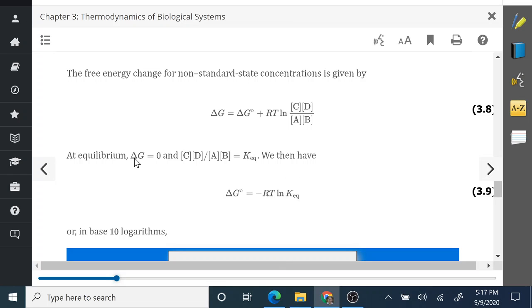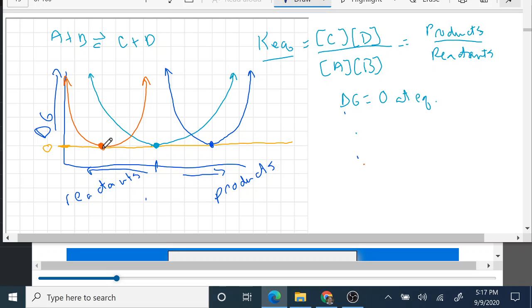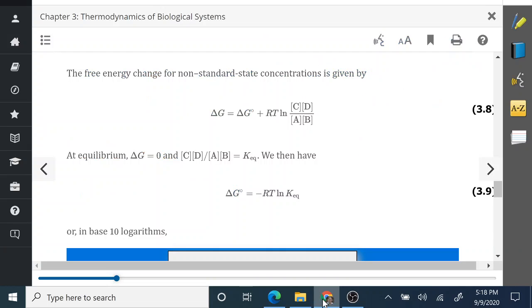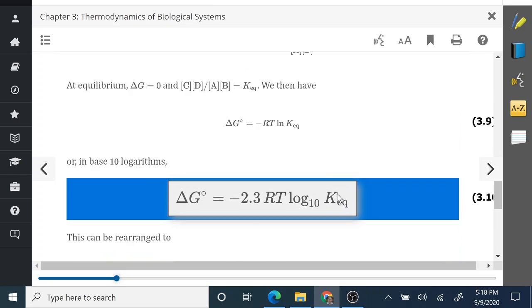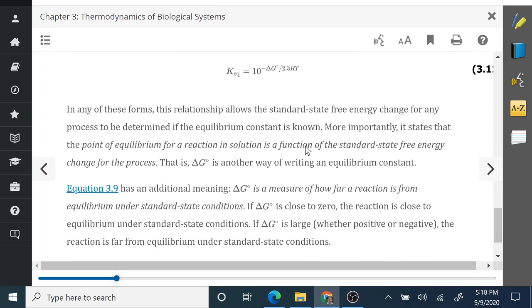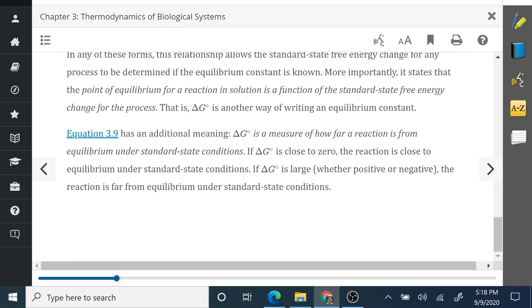So remember, delta G is equal to 0 at equilibrium. So at equilibrium, our delta G is 0. And as we move away from those concentrations of reactants and products, we're going to be increasing our delta G. Or as we increase the delta G, we're going to be moving away from those concentrations of reactants and products. Okay, so let's go down and look at some conclusions here.